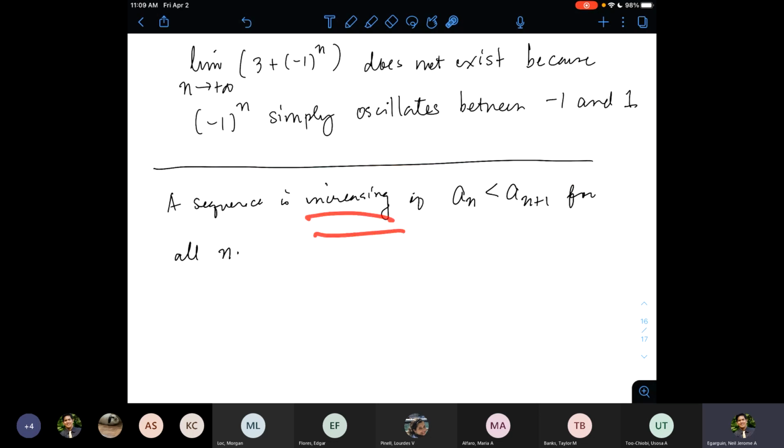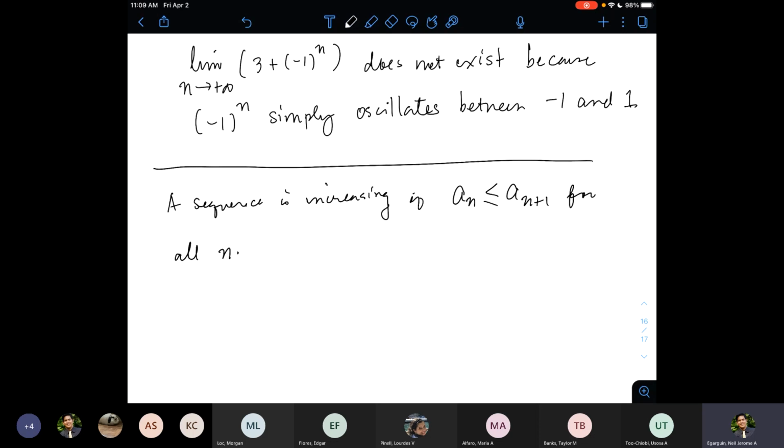It should be increasing if a certain term is always smaller than, actually you can say smaller than or equal to, the next term. So basically, if you look at the terms in your sequence, they will keep on increasing. If you find two consecutive terms in the sequence where the first one is larger than the second one, then automatically it is not increasing anymore. So it should be increasing for all values of n. So it's a very big thing to ask.